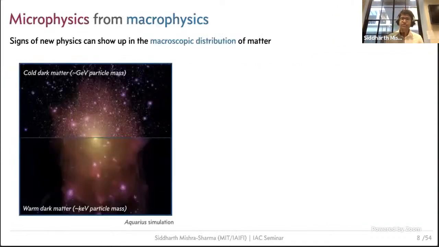So the idea here is to go from macrophysics, so the distribution on somewhat large scales, to microphysics, for example, particle properties or contents. So this is, again, the interplay between observations, which could point us to what the macrophysical distribution is, to microphysics, which would be the model that describes the particle physics.